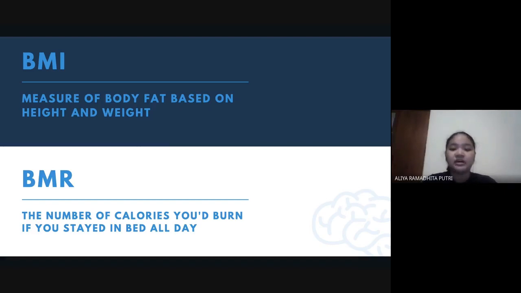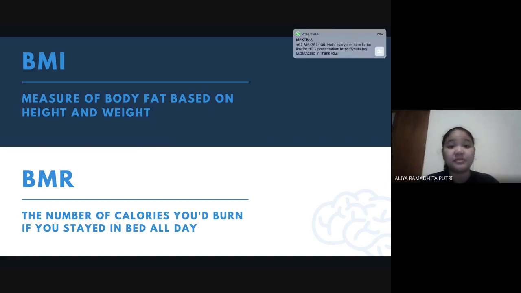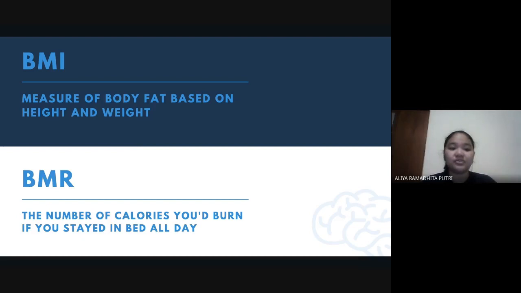This is about BMI and BMR, so I'm going to explain a little bit about BMI and BMR. So what is BMI? BMI is body mass index. It is a measurement of body weight based on height and weight. It applies to both men and women between ages 18 and 65 years old. And a high BMI may be an indicator that a person has high body fatness.